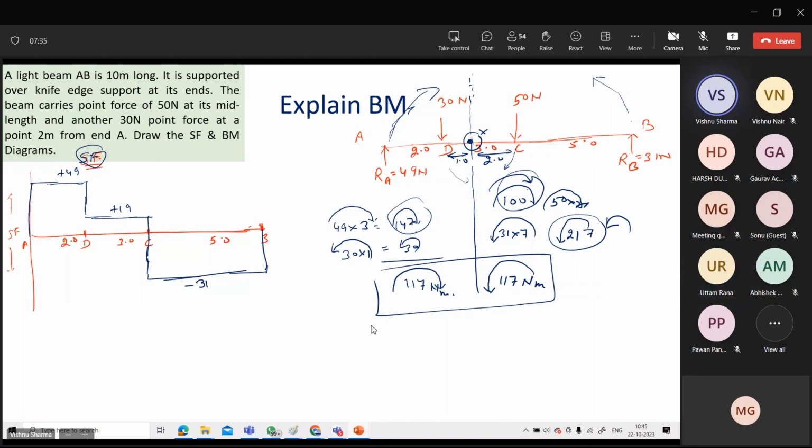It is the same concept. No, it's nothing new. It's the same thing what you did yesterday. Yesterday you took moments about A. Now I am saying take moments about X. That's all. That's the only difference. The point of reference has changed. The concept of moment is not going to change.